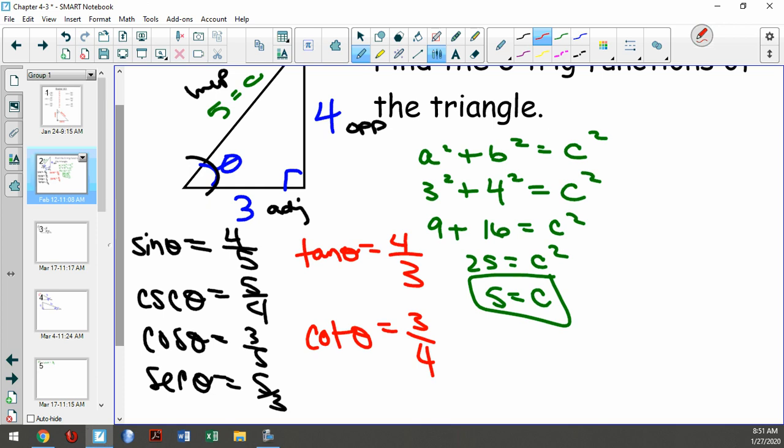Okay, so if you look at problems 1 through 4, the directions say find the exact values of the 6 trigonometric functions of the angle theta shown in the figure. Use the Pythagorean theorem to find the third side of the triangle. Yes? Now, I would like you to look at number 1.